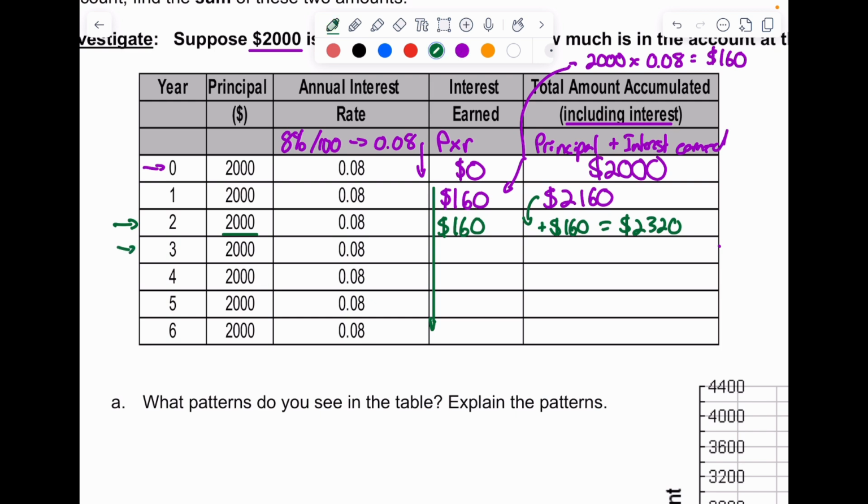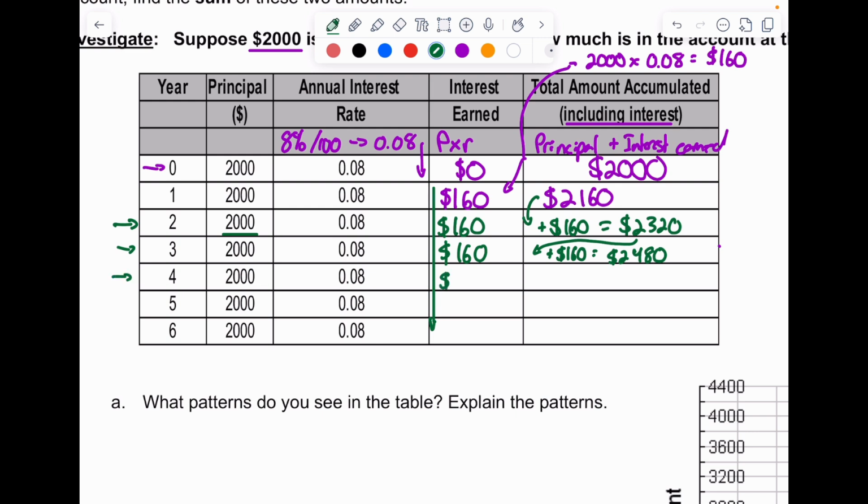Another year goes by. Well, my initial investment was still $2,000. I make 8% on that. So once again, I make another $160. Well, my account would now read the previous year's balance plus another $160. So I would be now at $2,480. Cool.